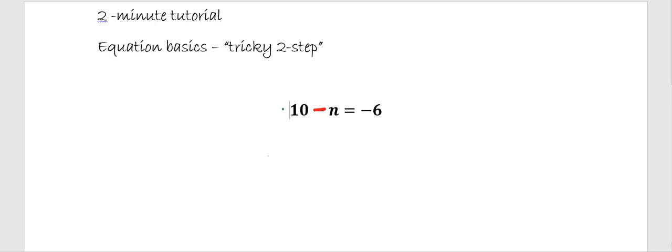10 lingering around out front is somewhat confused about what value it is. So we're going to help it out and show that it is clearly a positive 10. As a result, we're going to have to subtract that 10 on both sides of the equation. That's what's going to make that positive 10 cancel.